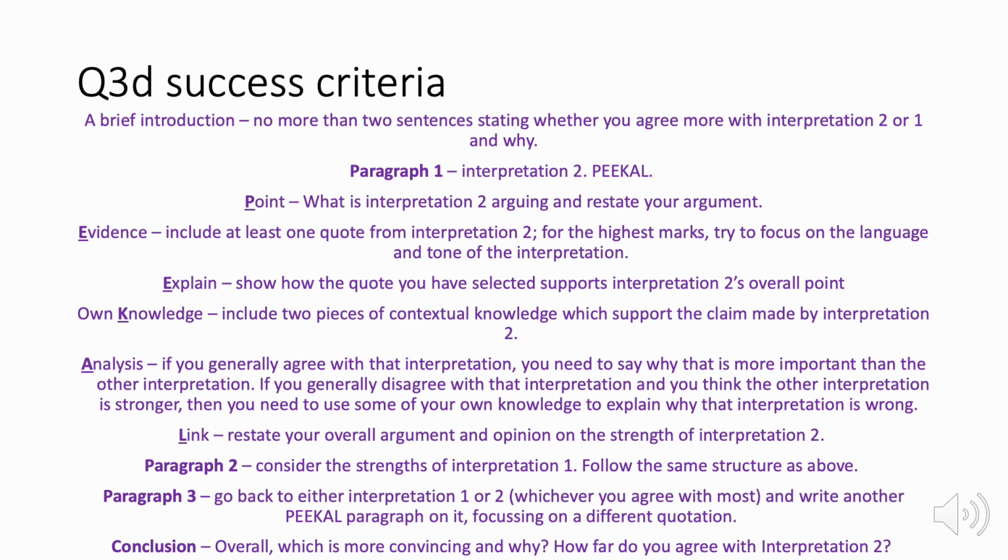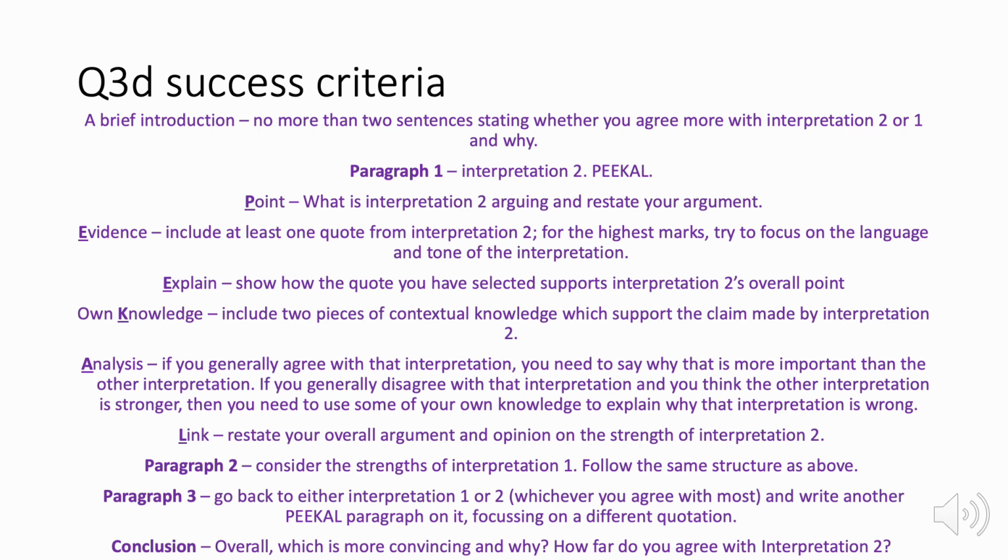If you have time, then do a third paragraph. So if you have time, go back to either interpretation 1 or 2, whichever you agree with most, and write another PCAL paragraph on it. But for your evidence, focus on a different quotation. And then your paragraph will be slightly different. And when you're giving your own knowledge, you can give different bits of own knowledge.